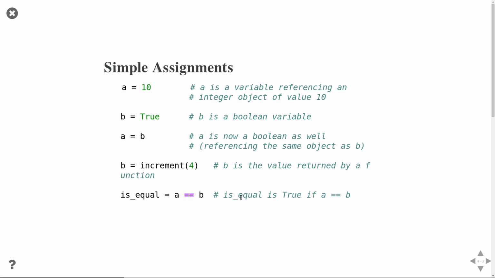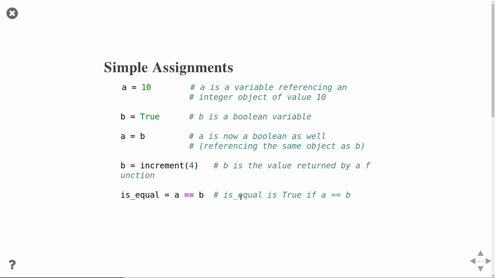So here are some simple assignments that you do in Python. In the first one, you just create a new variable a and make it a reference to the number 10. In the second line, you create a new variable b and let it point to the Boolean value true. Now in the third line, you change the variable a so that it points to the Boolean value that b points to. So now both a and b point to the Boolean value true.